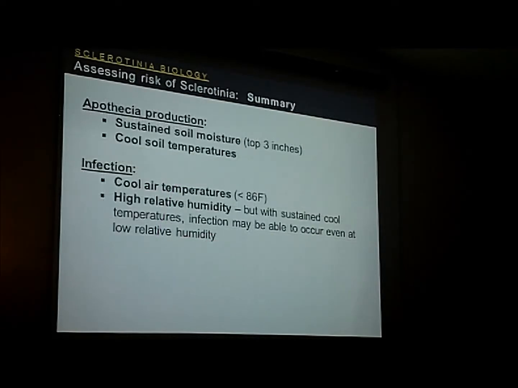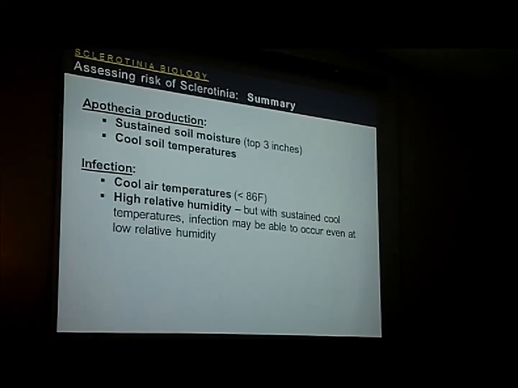Assessing risk of Sclerotinia: sustained soil moisture, cool soil temperatures, cool air temperatures, and generally high relative humidity, although that might be less important if temperatures are really cool. Now, what I want to talk about with the soil moisture that I didn't mention is that the rule of thumb is that to get the apothecia, you need approximately 10 to 14 days of sustained soil moisture in those top few inches.